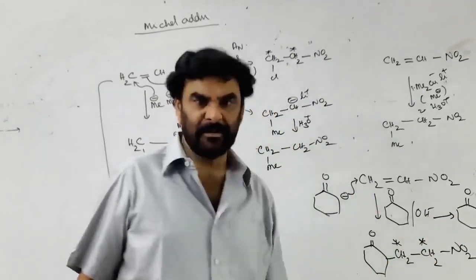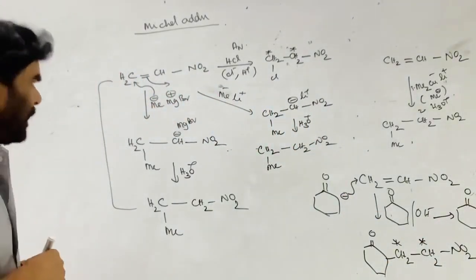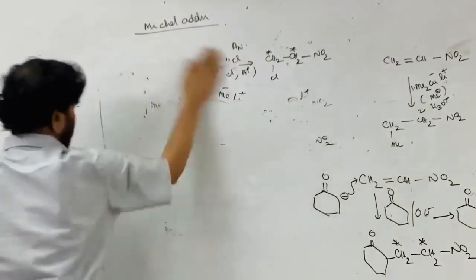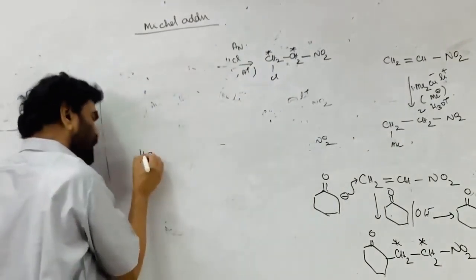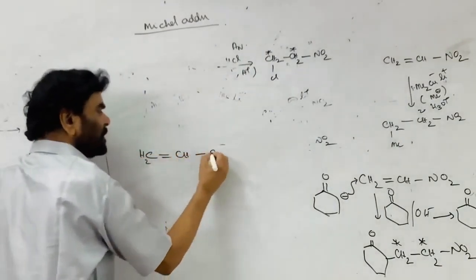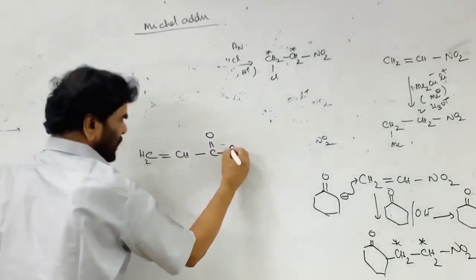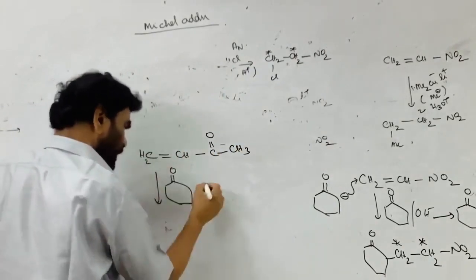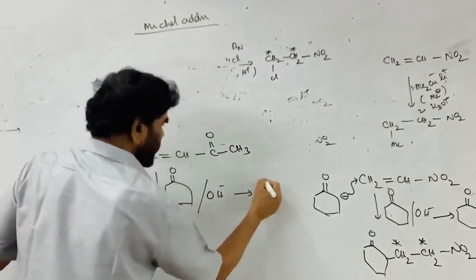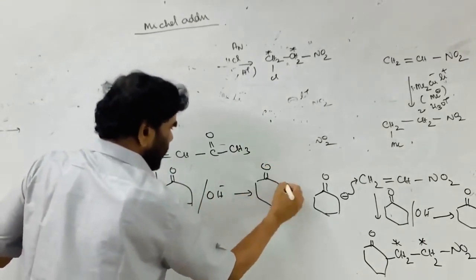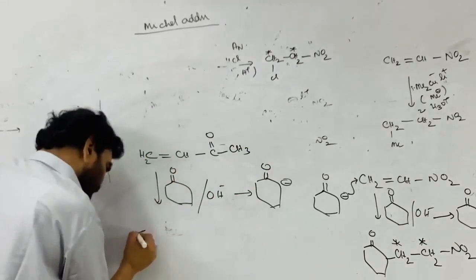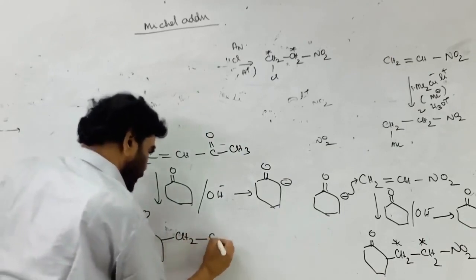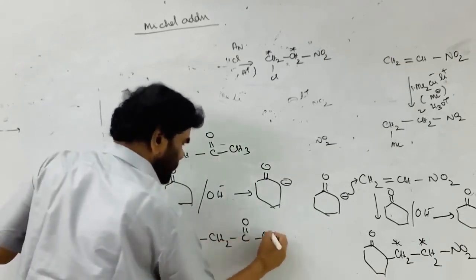This is the Michael addition. So this reaction is called the Michael addition reaction. Now you take CH2 double bond CH, C double bond O, CH3. This is treated with cyclohexanone in the presence of base, which produces the carbanion. This carbanion attacks here. This is called the Michael addition.